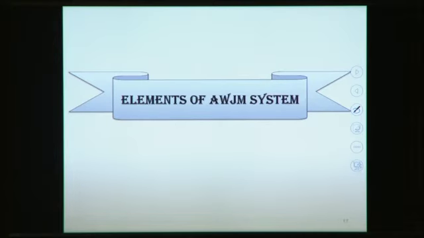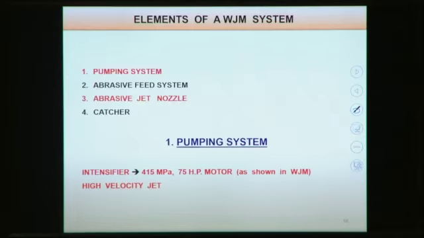So what are the different elements of the abrasive water jet machining process? Okay, so the first element is the pumping system, the second element is the abrasive feeding system, and the third element is the nozzle, that is, the abrasive water jet nozzle and mixing chamber. And the fourth element is the catcher. So these are the four most important elements of the abrasive water jet machining process. Now we shall discuss all these elements one by one.